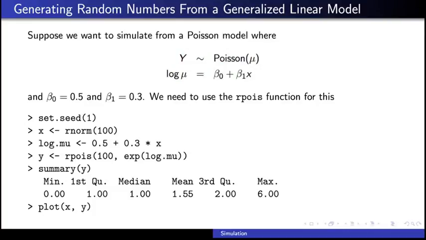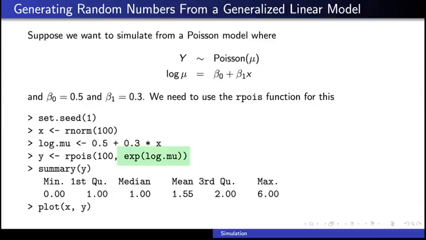So how do we simulate from this model to get our Poisson data? So we need to use the rpois function for this. And so we first set the seed, as always, and we generate our predictor variable x, which is going to have a standard normal distribution. Then we're going to generate our linear predictor log of mu, which is just adding the intercept and the slope coefficient times x. So that's the log of our linear predictor, but in order to get the mean for our Poisson random variable, we need to exponentiate that. So we simulate 100 of these Poisson random variables using the rpois function, and we give it the exponential of our log mean.